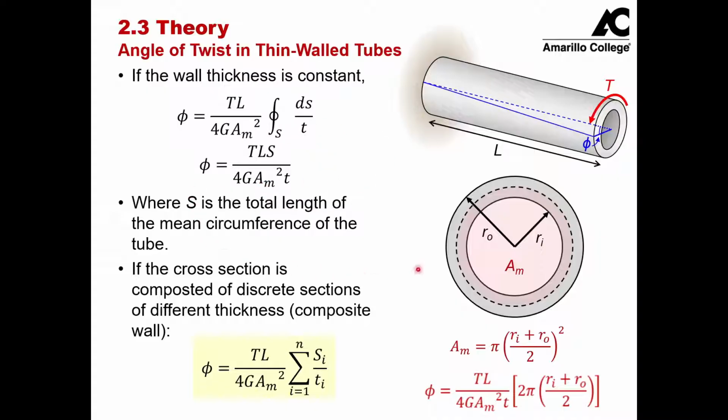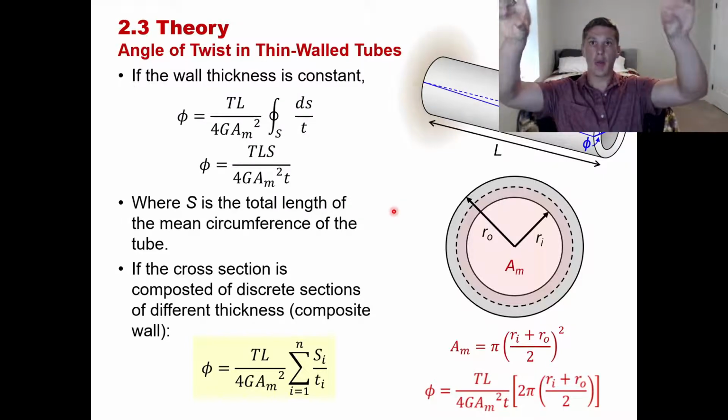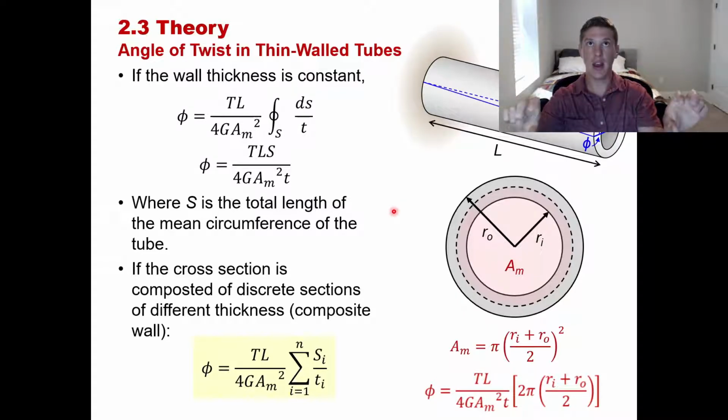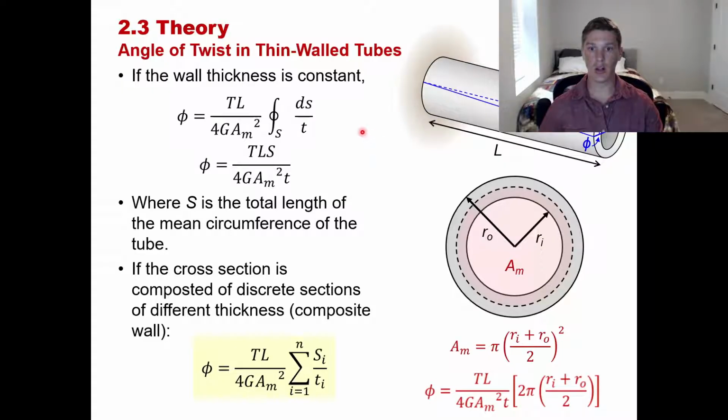because those are the hardest terms to calculate. So the next thing that we're going to say is if the cross section is composed of discrete sections, which means that we have different lengths of the tube. Or let's say that we have a square tube and the top is thick, the sides are thin, and the bottom is thick. We are going to use that. We're going to split that up into discrete lengths.